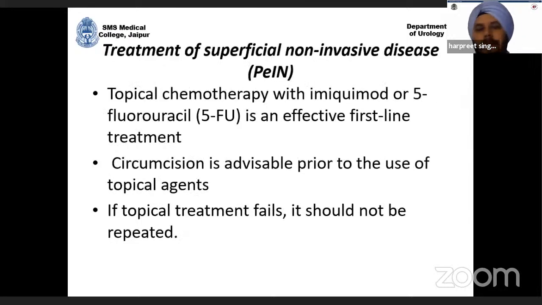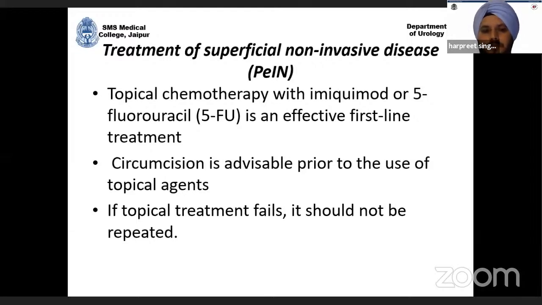Now comes the management of the superficial non-invasive disease, that is penile intraepithelial neoplasia. The first line treatment for carcinoma in situ is topical chemotherapy with 5-fluorouracil or imiquimod. The 5-fluorouracil should be applied twice daily for 2 to 6 weeks. The imiquimod should be applied 3 times a week for 4 to 6 weeks. Circumcision is advisable prior to the use of the topical agents.